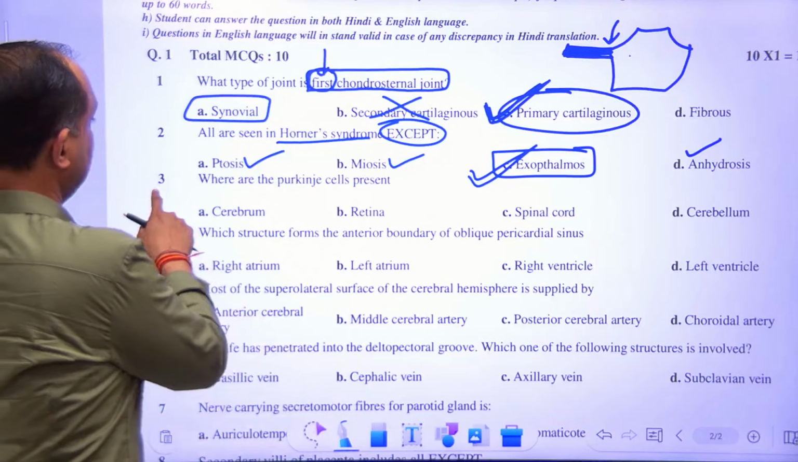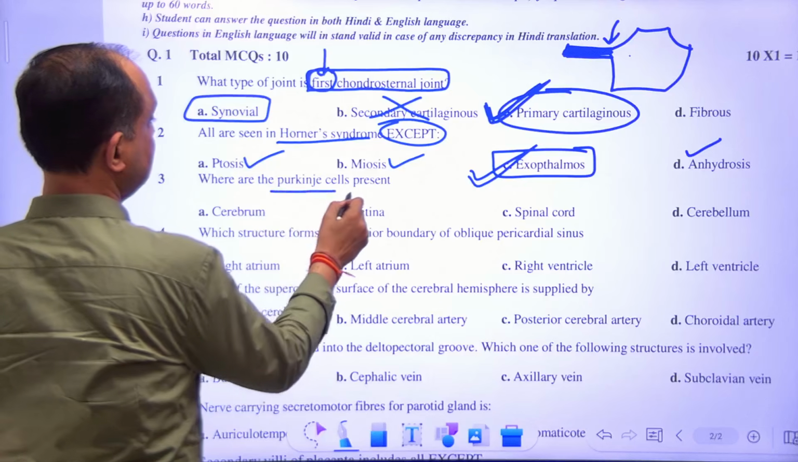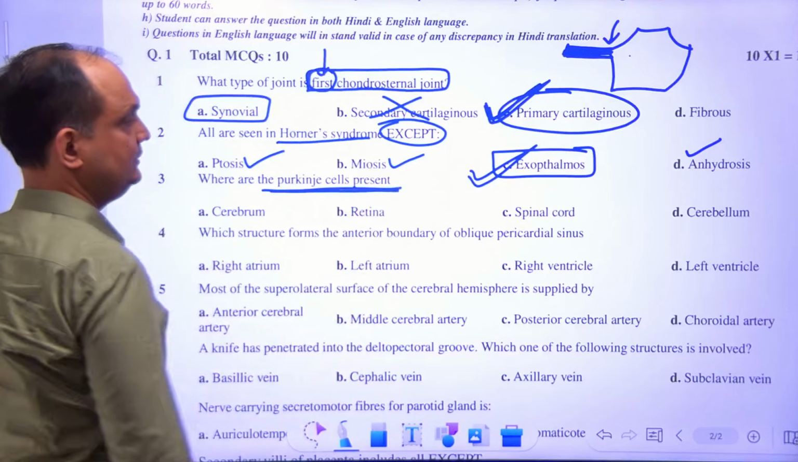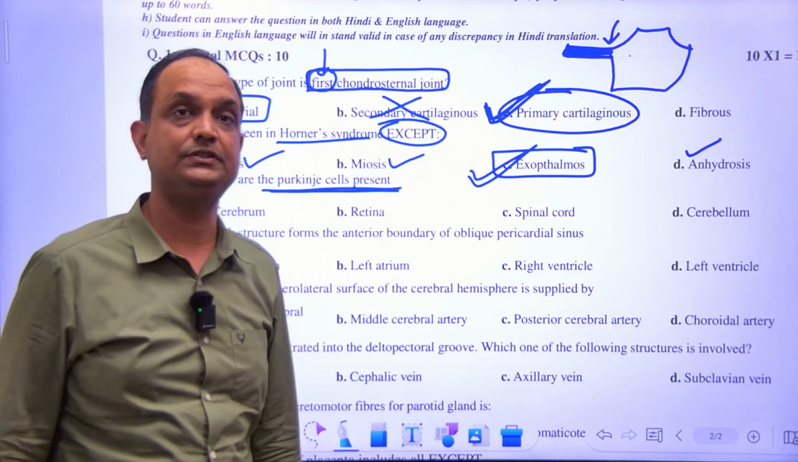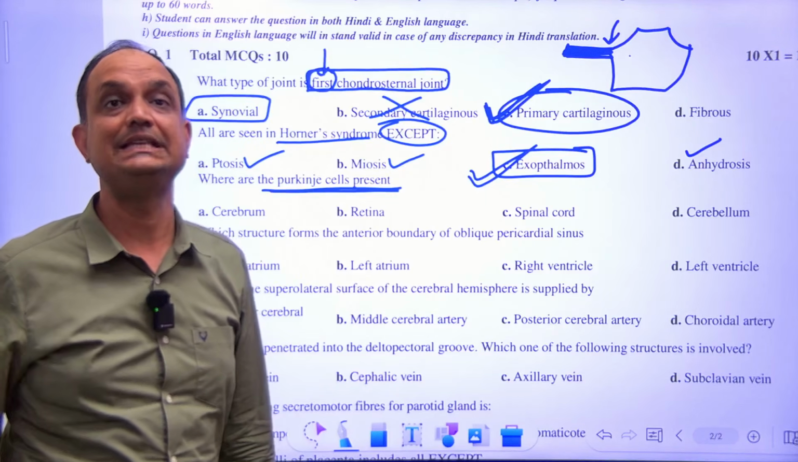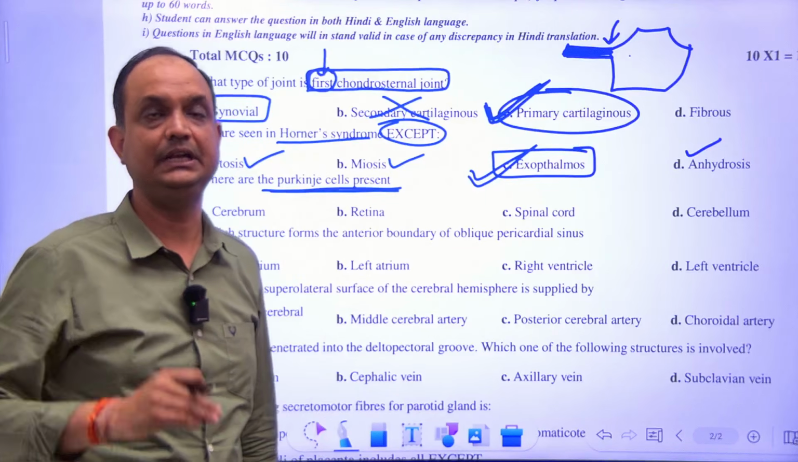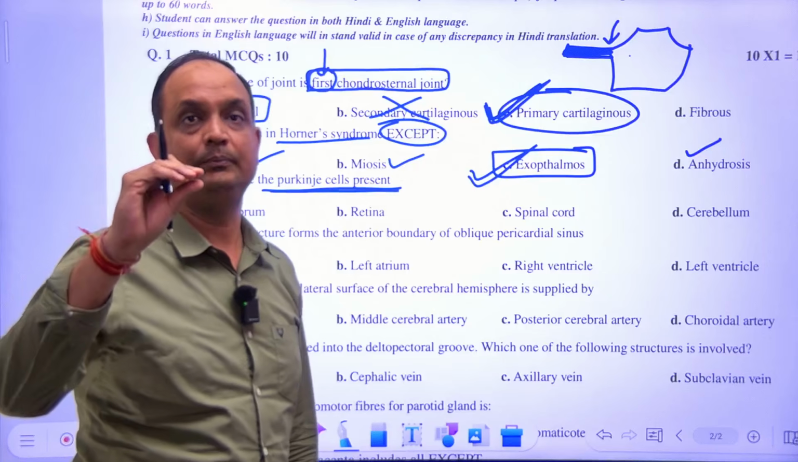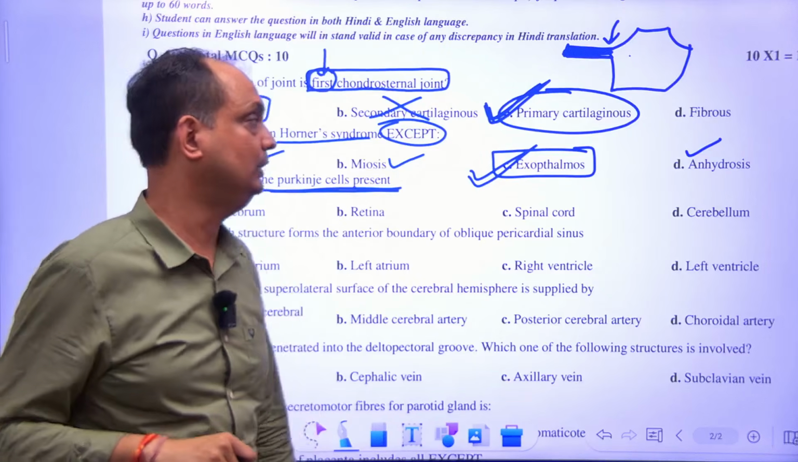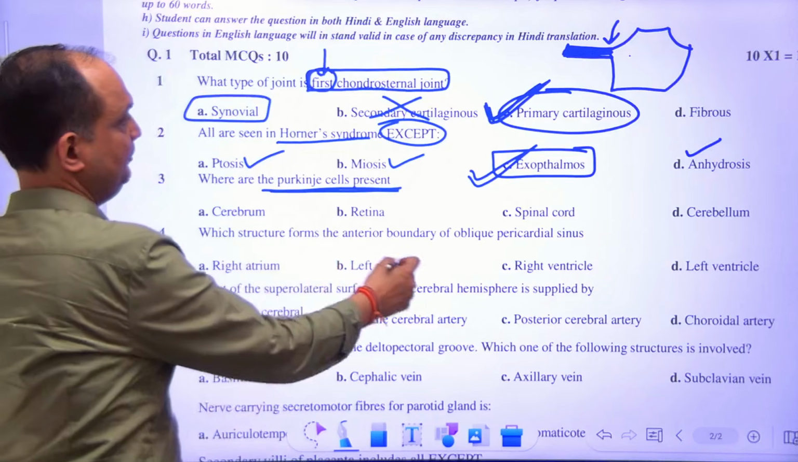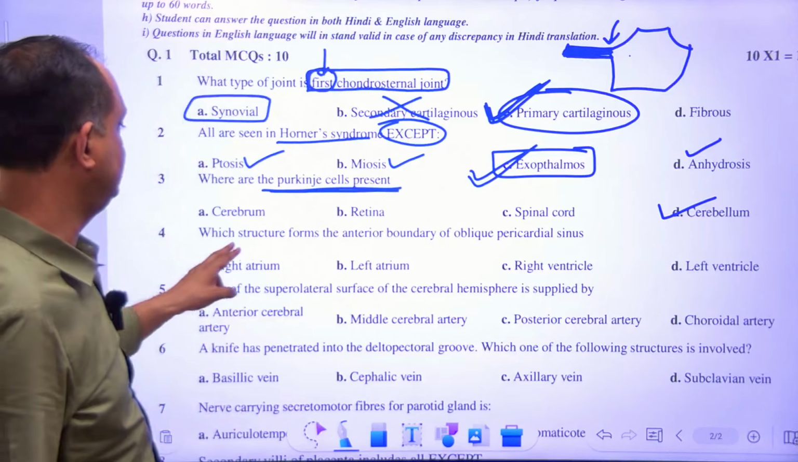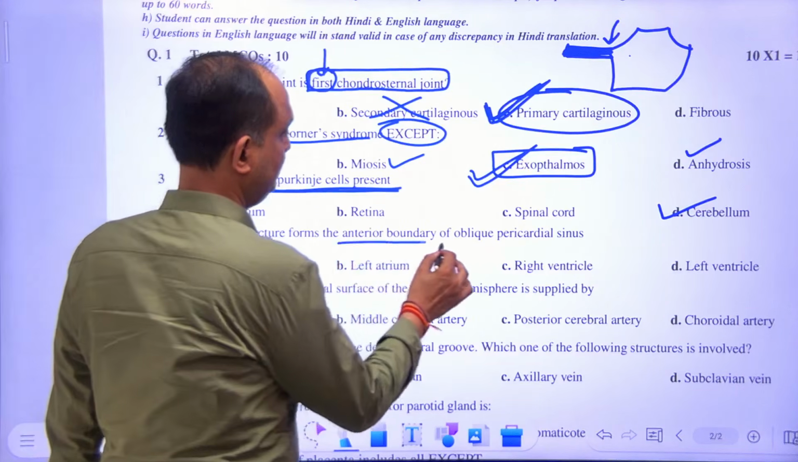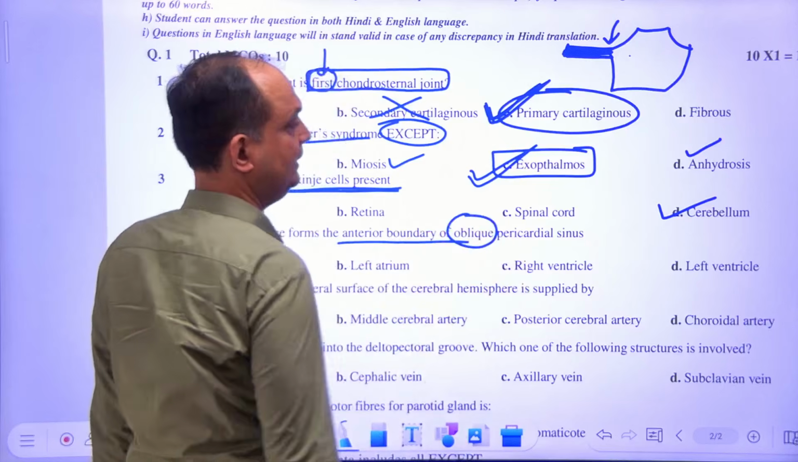Now we will move to the third question, where are the Purkinje cells present? Dear students, Purkinje cells are the neurons which are a special feature of the layers of the cerebellum. You know the cerebellum has three layers: outer molecular, middle Purkinje and inner granular cell layer. So the answer is the cerebellum, option D.